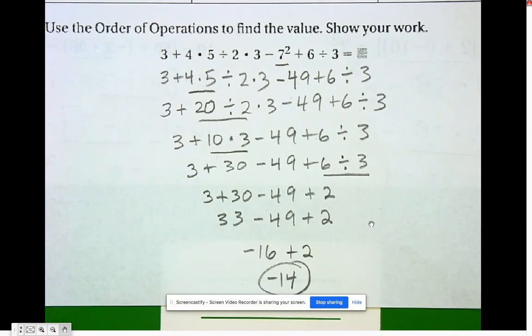Okay, so why don't you go back and try number 3 if you'd like a challenge. If you think you've got the answer to 3, hang on to it, and then we'll talk about it when we get back together. Hopefully you're understanding how to use the order of operations and you're seeing how to slowly show each step.